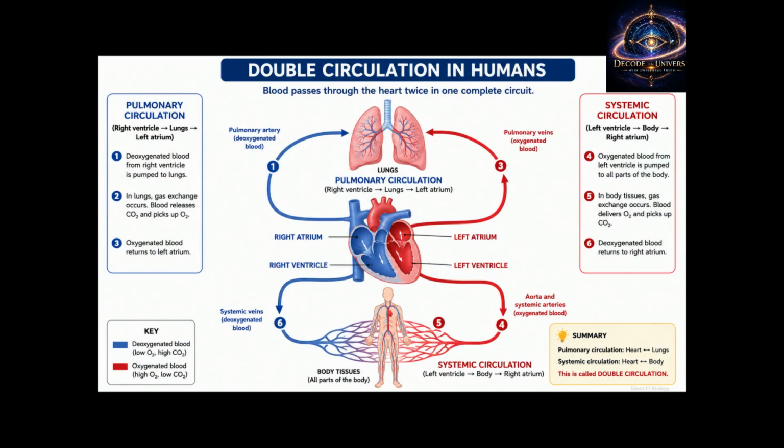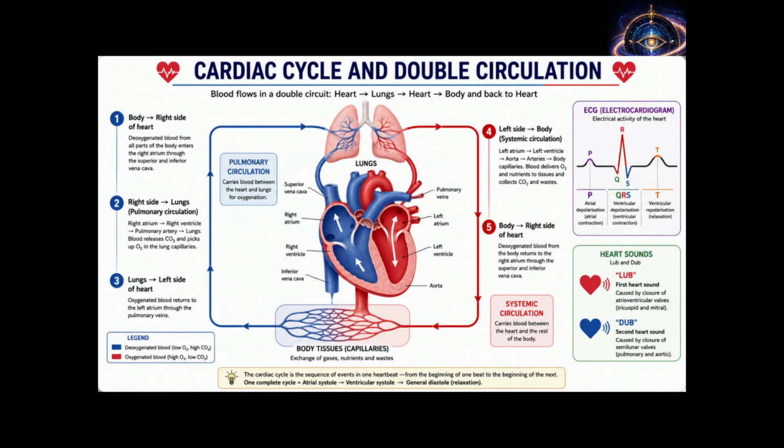Q19. Difference between open and closed circulation? In open circulation, blood flows into open spaces. In closed circulation, blood flows inside closed vessels. Q20. Why is closed circulation more efficient? Because blood flow can be regulated more precisely.